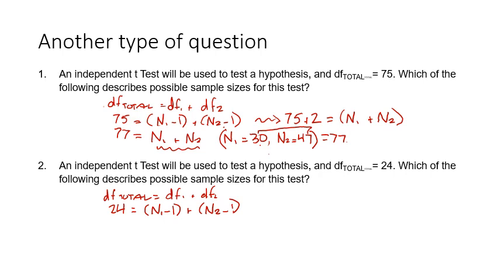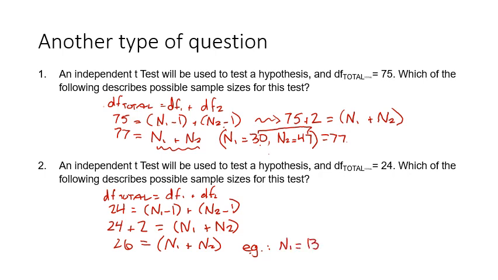We'll get rid of the 1s by adding them to the other side. 24 plus 2 equals n1 plus n2. 26 equals n1 plus n2. And so anything that satisfies these conditions will be adequate. For example, n1 could be equal to, let's say, 13, and n2 could be equal to 13. We know this is adequate because 13 plus 13 equals 26.